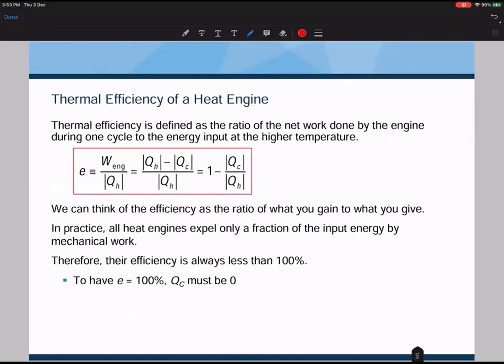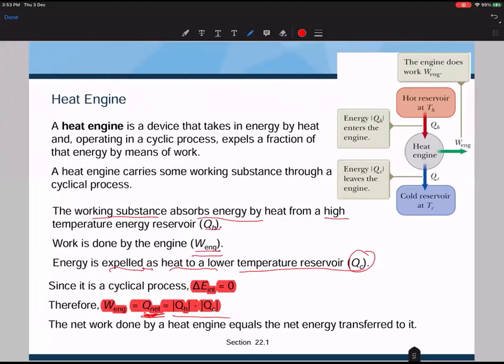And from that, we could derive the equation for the thermal efficiency of a heat engine. From the diagram shown in the last page, we could see that all of the input energy comes from QH. Heat energy coming from the hot reservoir into the heat engine is QH. And useful output is the work done by the heat engine. Not useful output is the energy thrown away to the cold reservoir, QC.